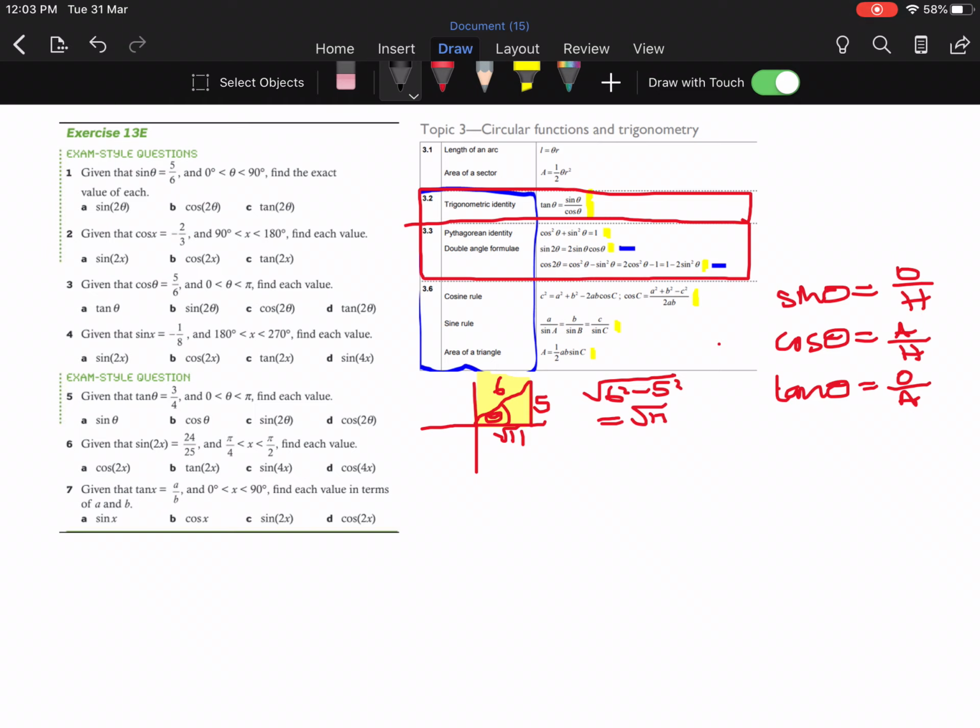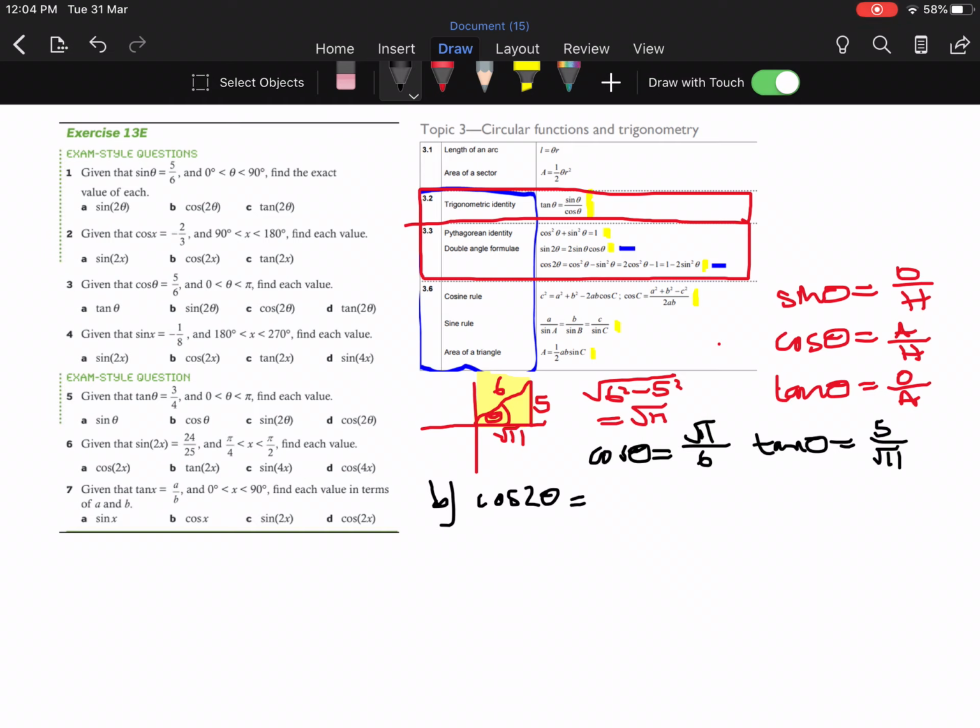So if I want to work out cos theta, I know that's adjacent over hypotenuse, and if I want to work out tan theta, I know that that's opposite over adjacent. Then it says work out the exact value of each given the range, and I think in the class I did cos 2 theta, so I'll just do that one again.